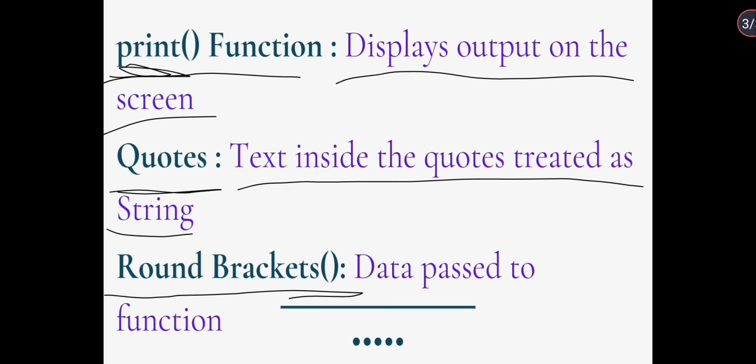So the print function displays output on the screen. Quotes: text inside the quotes is treated as a string. We can use both double quote or single quote. Then round brackets: the data is passed to the function. Whatever we want to display, we write it inside these round brackets.